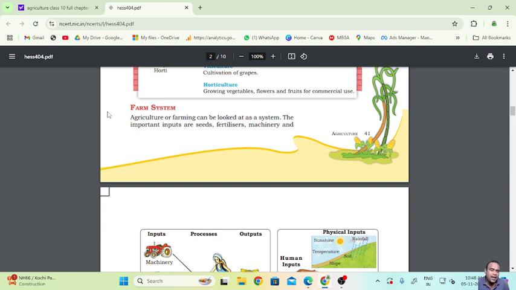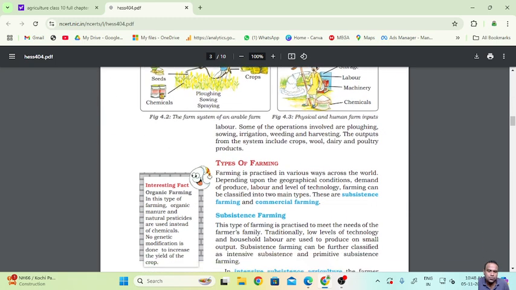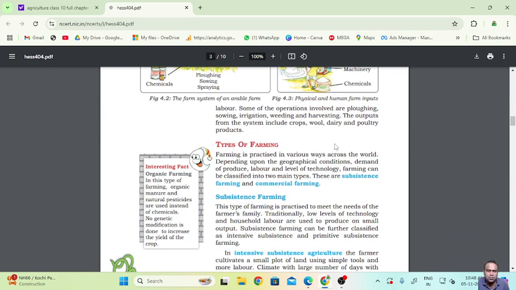Farm system. Agricultural farming can be looked at as a system. The important inputs are seeds, fertilizers, machinery, and labor. Some of the operations involved are plowing, sowing, irrigation, weeding, and harvesting. The outputs from the system include crops, wool, dairy and poultry products.